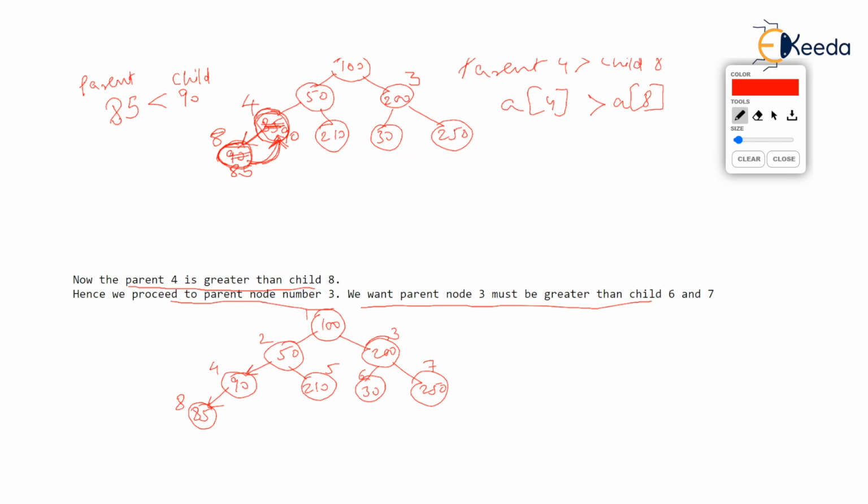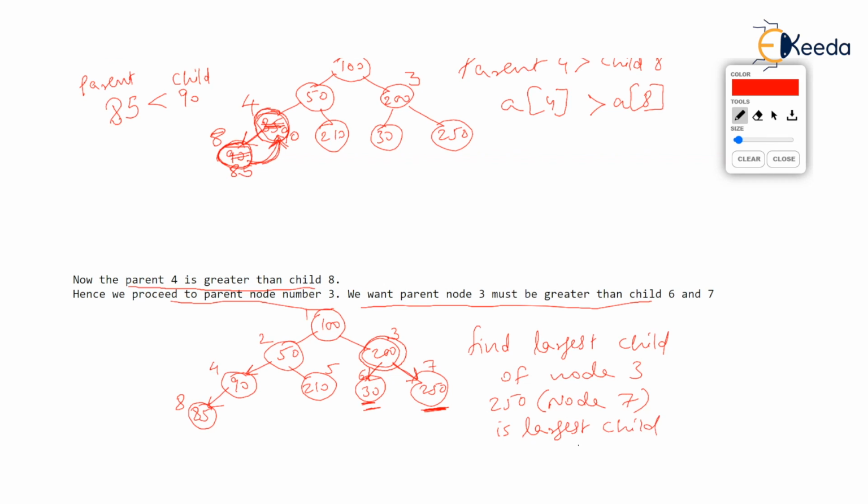Now where should you keep your eye? We want this third parent to be greater than both its children. So what is the procedure? First, find the largest child of node 3. Who is the largest child of node 3? 30 and 250 are the two children of node number 3, and 250 is the largest child. So 250, that is node 7, is the largest child.